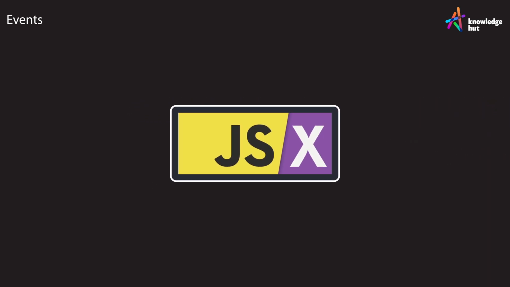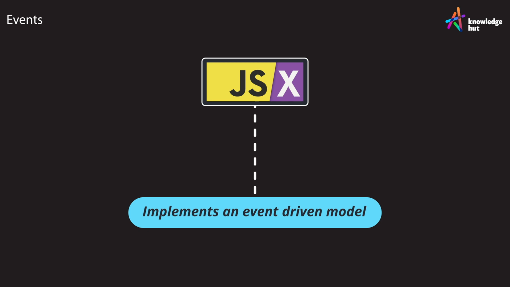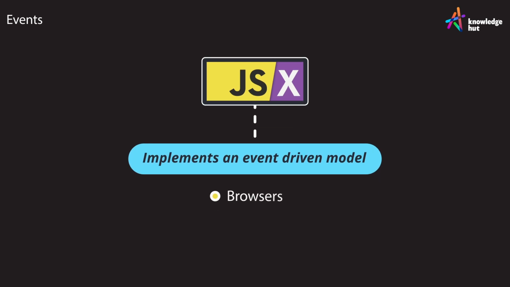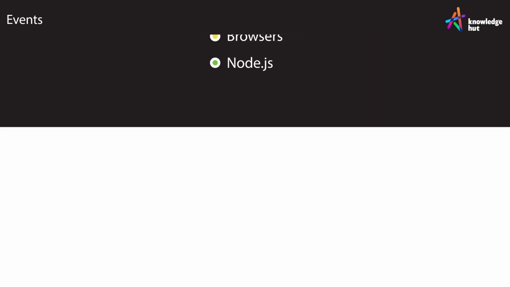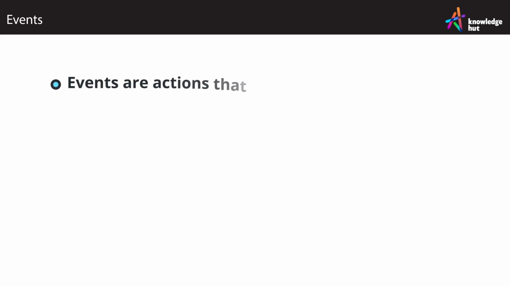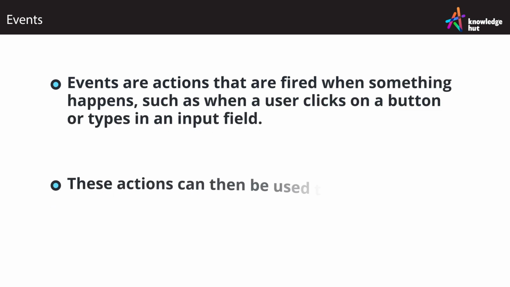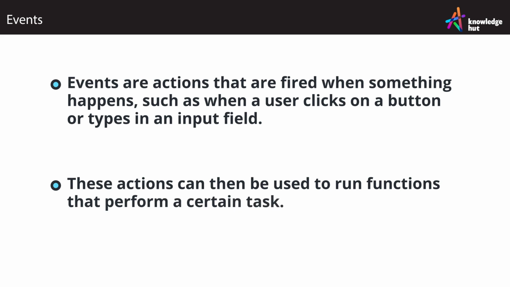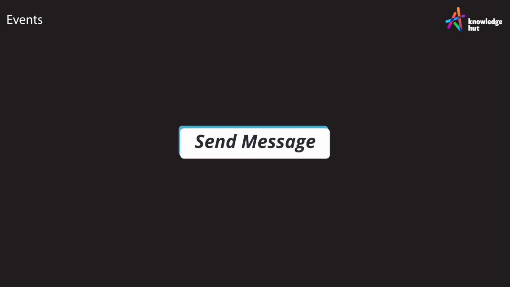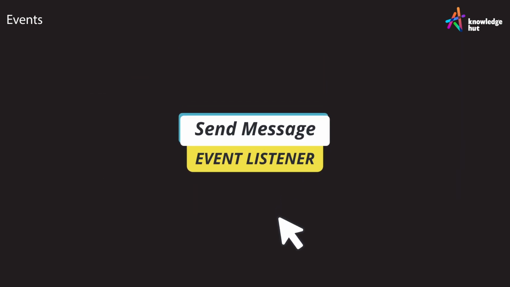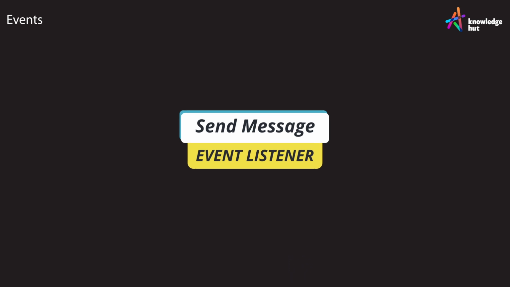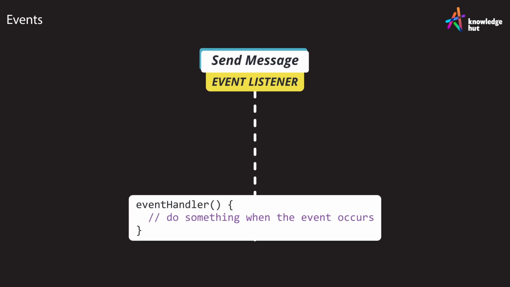JavaScript as a language implements an event-driven model that can be seen in both browsers as well as other implementations such as Node.js. In the browser, events are actions that are fired when something happens, such as when a user clicks on a button or types in an input field or scrolls the page. These events are intercepted using event listeners, which can then invoke an event handler, which is simply a function that you want to run when the event occurs.